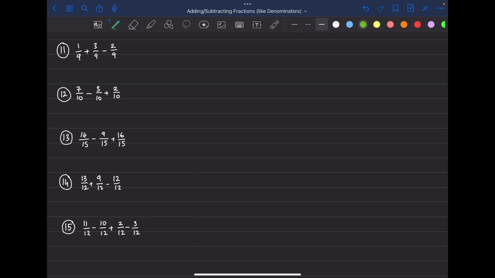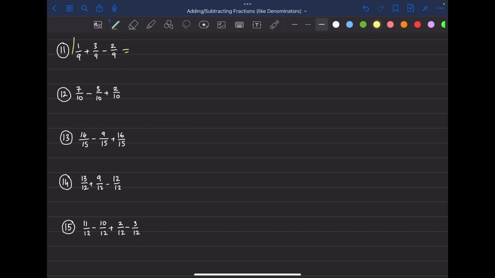Okay, so for our last 5 questions, we have questions that include addition and subtraction mixed together. So for these type of questions, you have to do them one step at a time. So what I mean is this: since we have 3 fractions in the first one, work with the first 2 fractions, and then once you get the answer of that, use it and do whatever you want with the next fraction. So I'll show you how to do that.